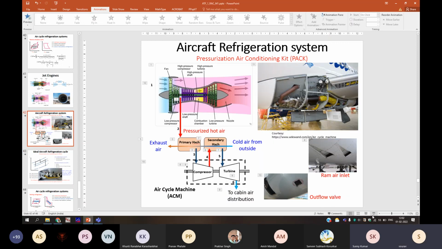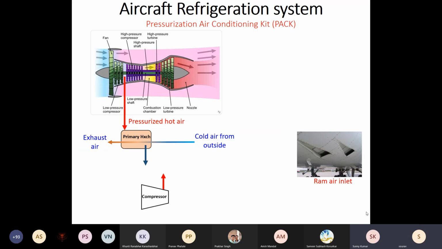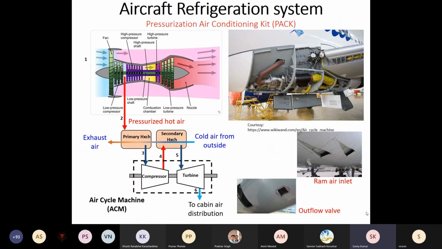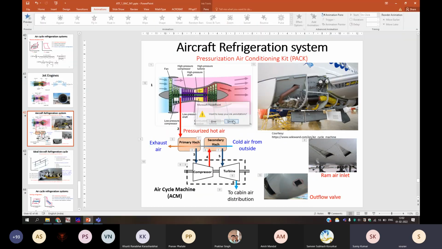One thing which I missed probably is the outflow valve. So as I was telling, there is an outflow valve. It operates intermittently to maintain the cabin pressure at a steady value. So as it allows the air to go out, it releases all the carbon dioxide rich air to the ambient. Questions? No questions?